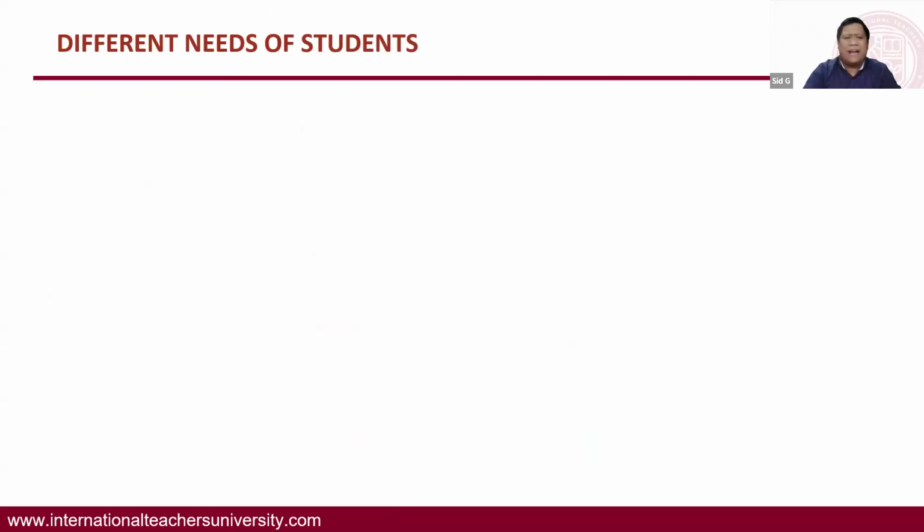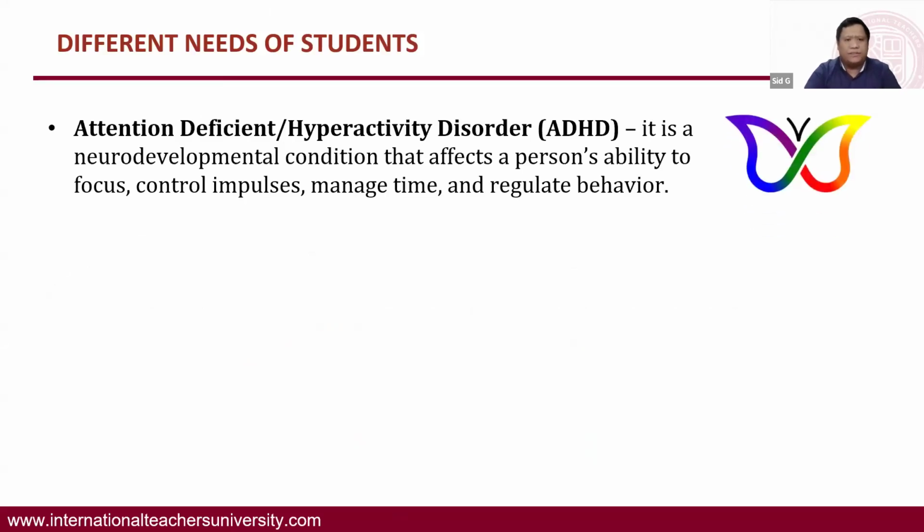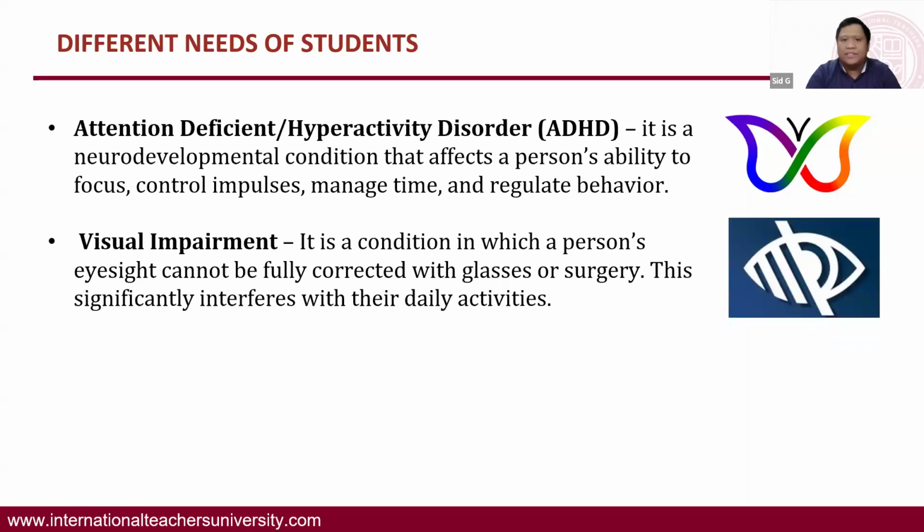Okay, let's think of this one. Different needs of the students. I just mentioned a few. This is from my class. ADHD. It is a neurodevelopmental condition that affects a person's ability to focus, control impulses, manage time, and regulate behavior. It's either hyperactive or inattentive. Next one, visually impaired students, a condition in which a person's eyesight cannot be fully corrected with glasses or surgery. It affects their daily activities.